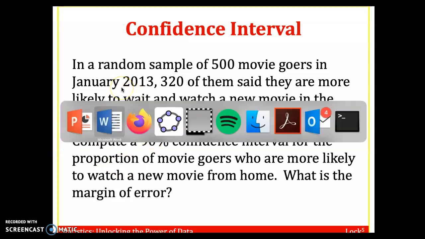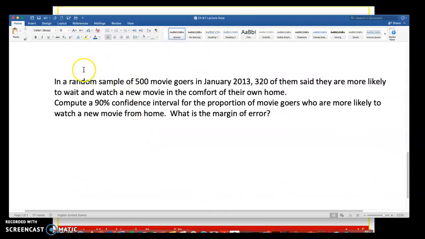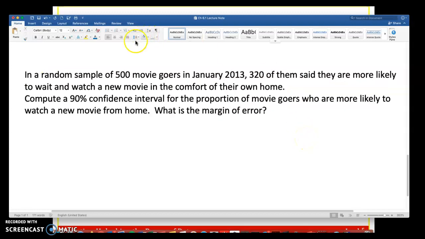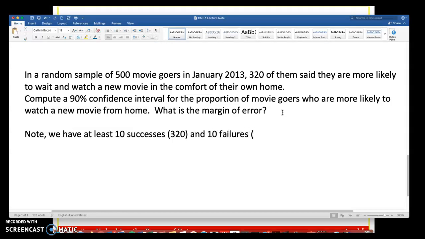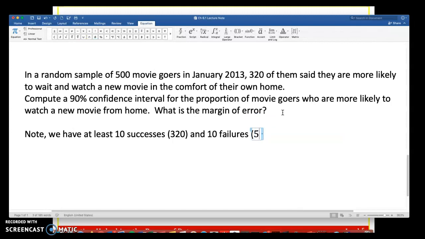Okay, so let's go through this example. I copy the information down here. Random sample of 500 moviegoers. 320 of them said they are more likely to wait and watch a movie at home. Compute a 90% confidence interval. So first thing I want to note, we have at least 10 successes, 320, and 10 failures. I would take the sample size of 500 minus 320, and that's 180.